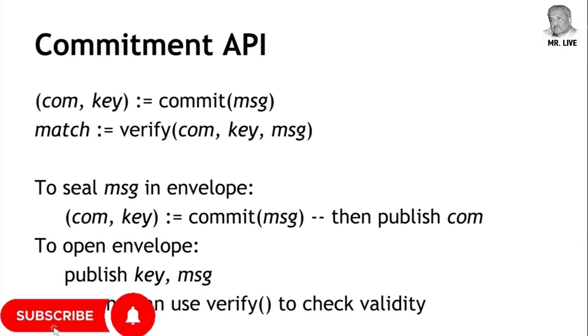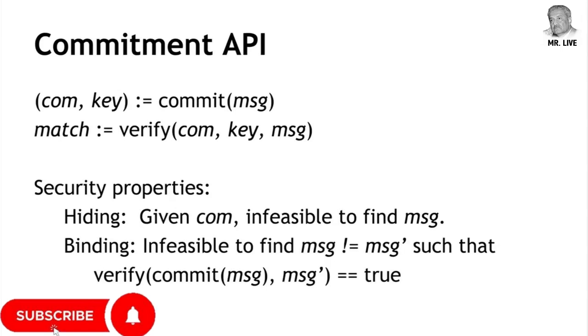Okay. And the property, of course, we want from this is that it behaves like sealing an envelope. In particular, the two security properties are these. First, given COM, the commitment, the envelope on the table, someone just looking at the envelope can't figure out what the message is. The second property is that it's binding: when you commit to what's in the envelope, you can't change your mind later. That is, it's infeasible to find two different messages such that you can commit to one message and then later claim that you committed to another, and the whole thing will verify.